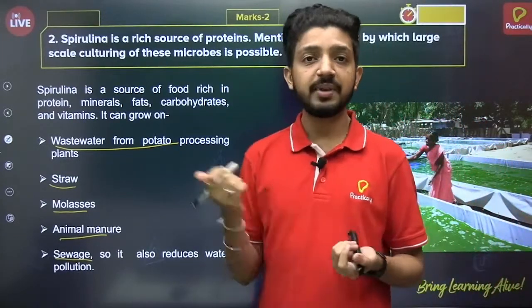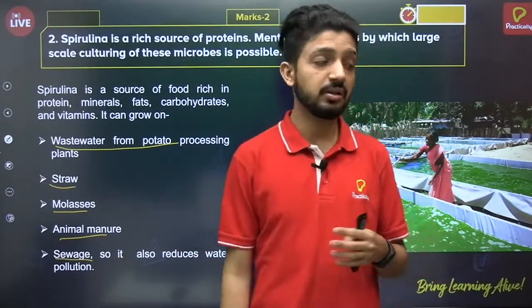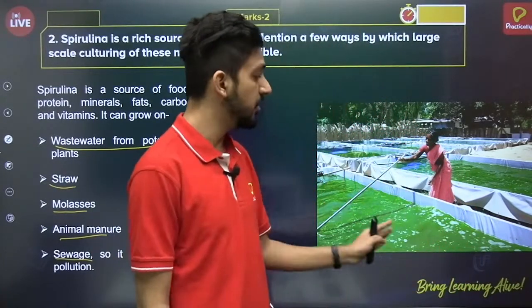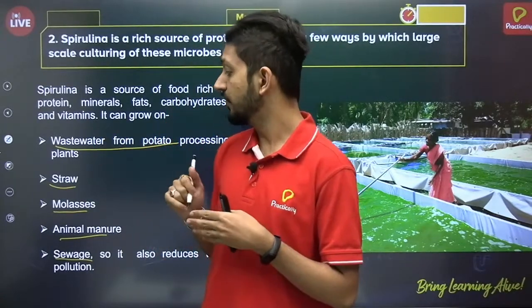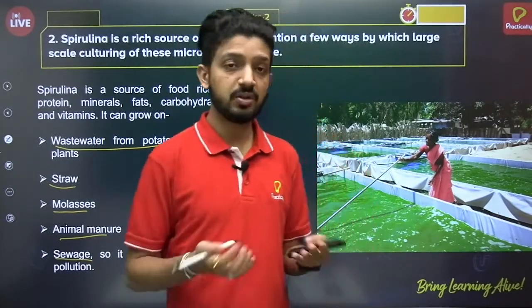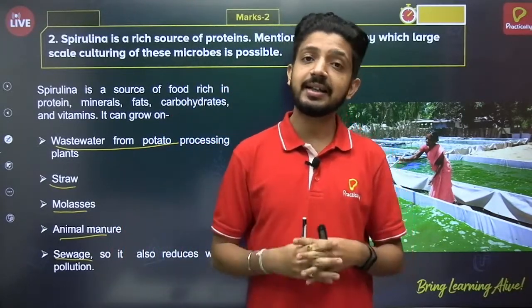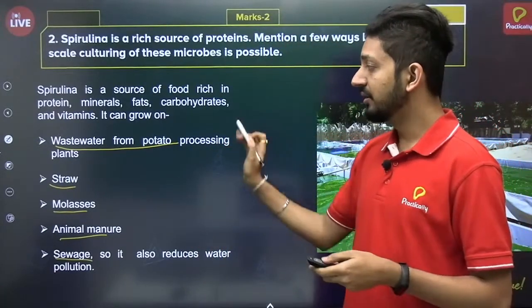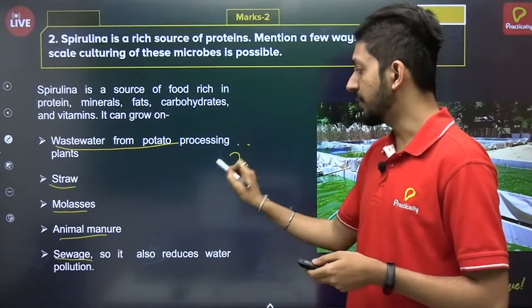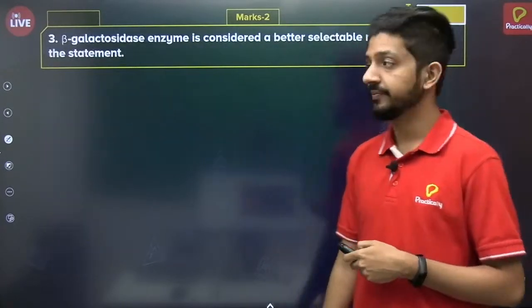So you can mention any of these different ways by which the spirulina, as you can see over here, is grown mainly on the wastewater from potato and the molasses or the sewage. In this way, we can do the large scale cultivation. Okay, so writing the various ways will yield you 2 marks directly. Okay, moving on to the next question.